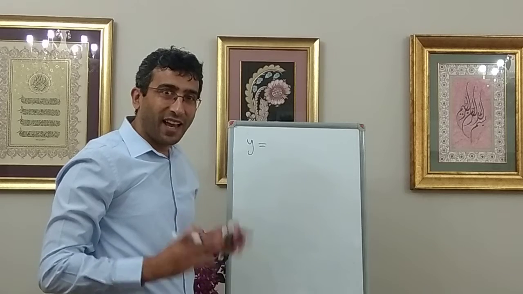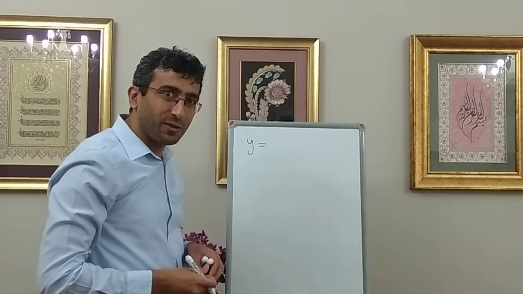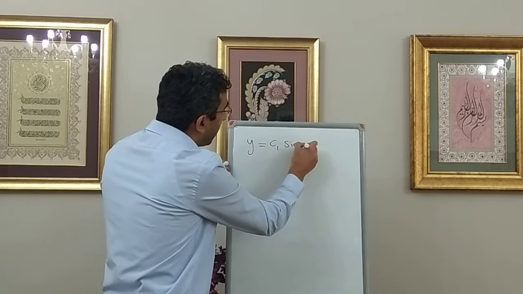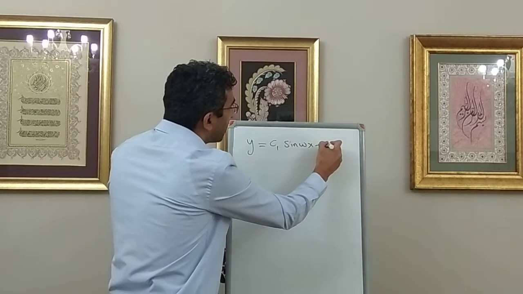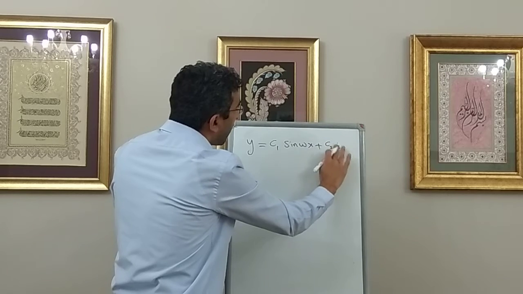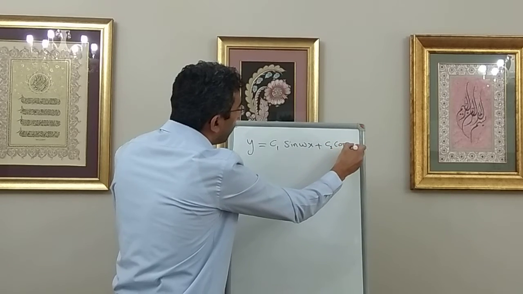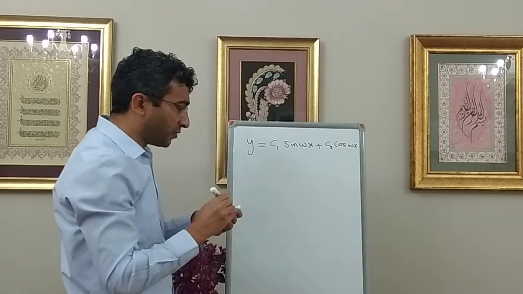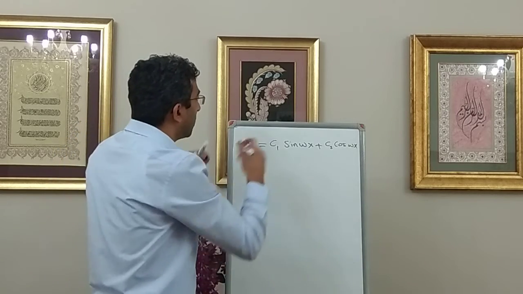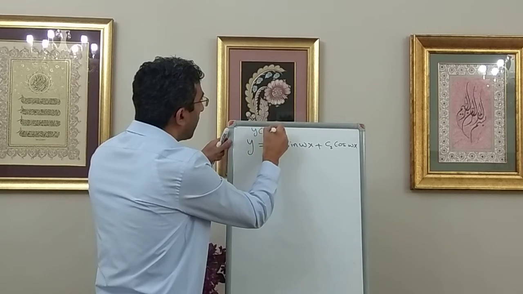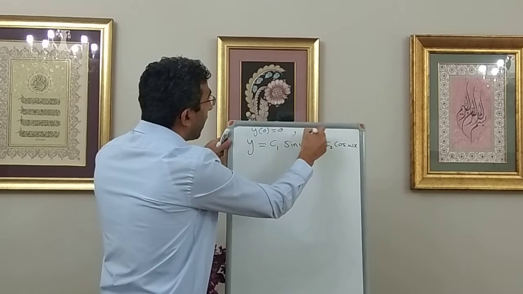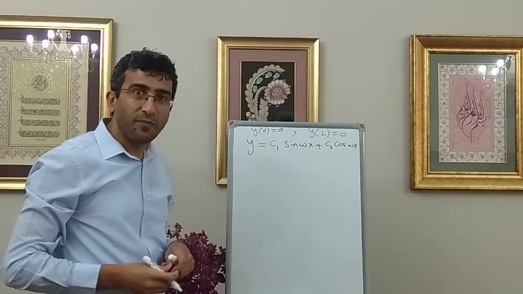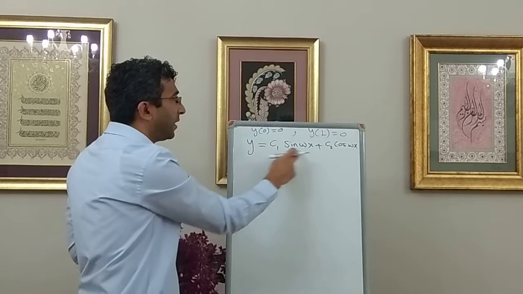So I will rewrite the general solution for this problem. It is C1 sine omega x plus C2 cosine omega x. I have two boundary conditions. When x is equal to 0, y is 0, and when x is equal to L, y is also 0.